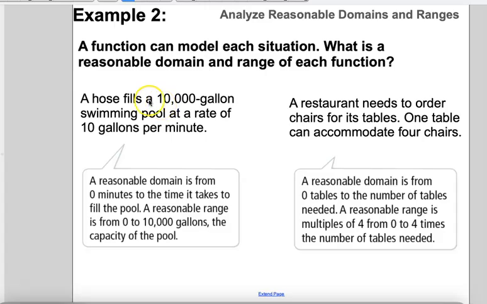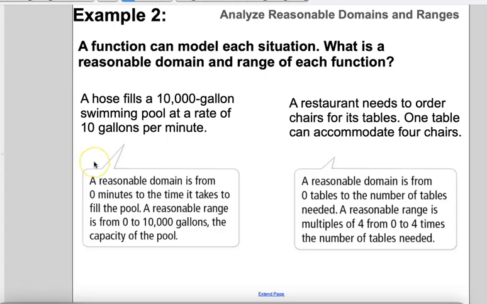If a hose can fill a 10,000-gallon swimming pool at a rate of 10 gallons per minute, what's the reasonable domain? The domain could start at 0 minutes and go all the way up until however long it takes you to fill the pool. So the domain would be the time that it takes, starting with 0. And we could have half a minute, so the domain values would be anywhere from 0 and above, which would be all the real numbers, 0 and above.